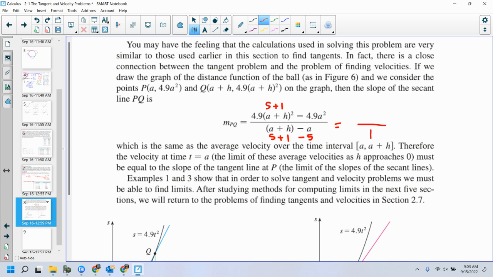If I had generalized it to go from 5 to 5.5, then this would be 5 plus 0.5, so h would be 0.5. This would be 4.9 times (5 plus 0.5) squared minus 4.9 times 5 squared, over 5 plus 0.5 minus 5. So the difference in time would be 0.5. Can anybody recognize what that is? We've done it a bunch already this year. That's the difference quotient, which you've already done a bunch of times.